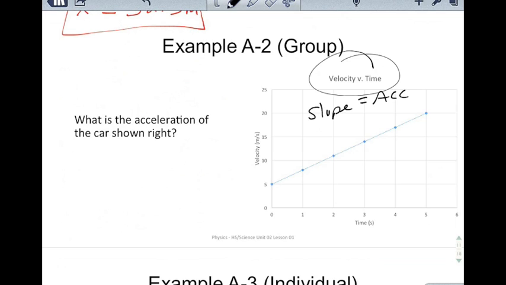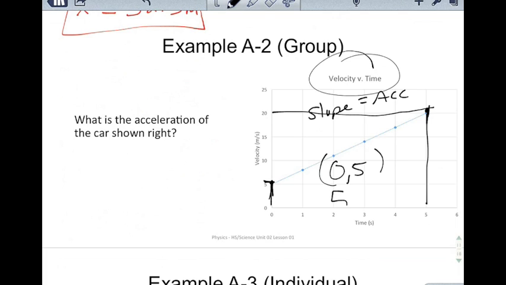The easiest ones for me to pick in this case are this one and this one, and the reason is they are both on corners of lines. They're easy points to read. For example, this first point is 0, 5, and the second point right here is 5, 20. You could use these other points if you wanted to, but then you'd have to estimate and say, okay, I think that's going to be 18 or 16 or whatever. So it's easiest just to use the points that are the easiest to read.